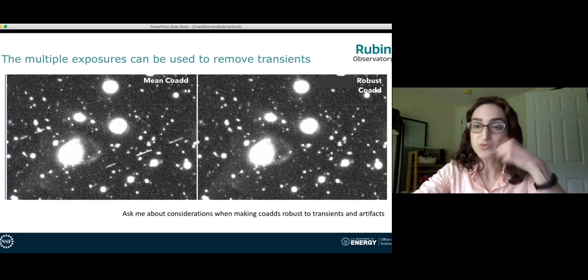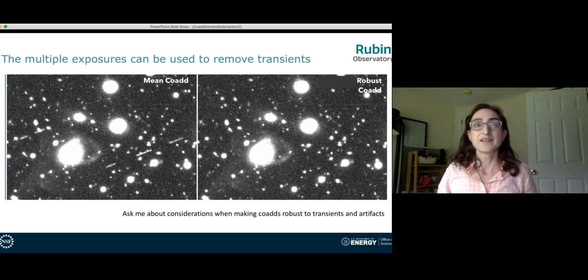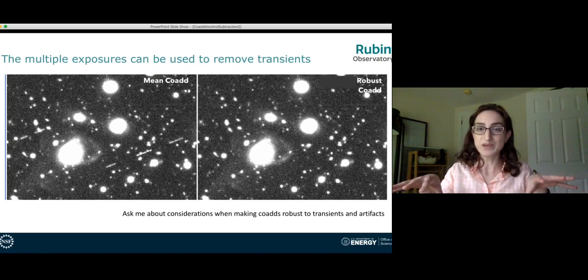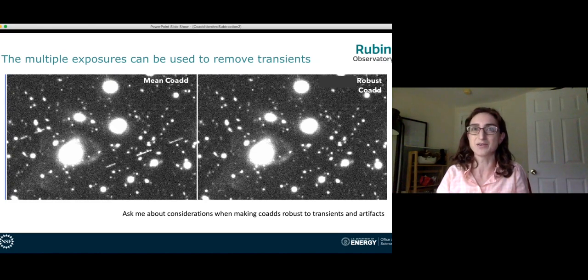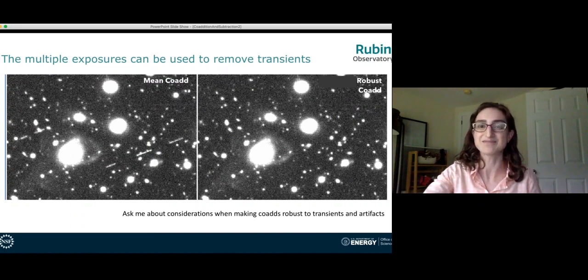So in this image, we have two coadds. That is, we've taken a number of images and then accumulated them. On the left-hand side, we used a mean, which is not a robust statistic, which is why the asteroids still appear in it. On the right, we used a robust coadd. You can pretend it's a median, but it's actually not. We can talk about how I made this in more detail during the artifact rejection stage.